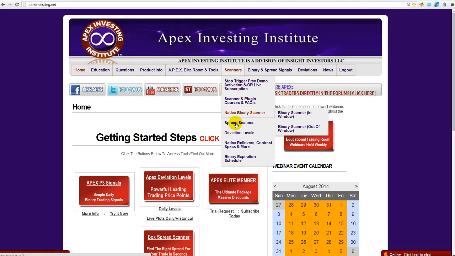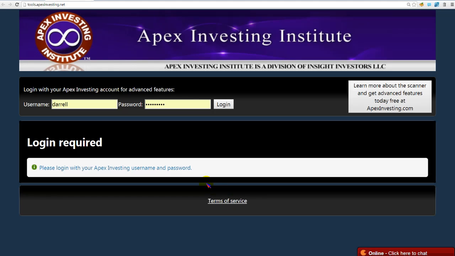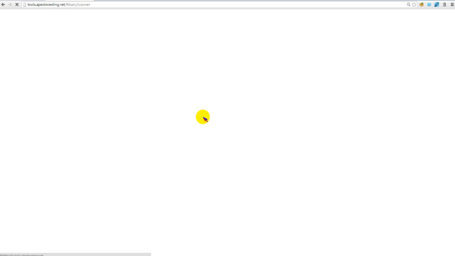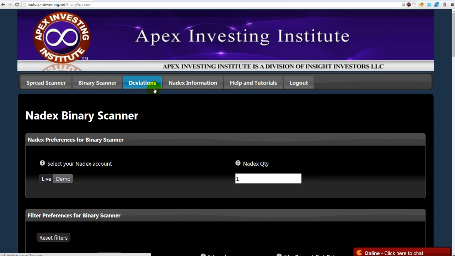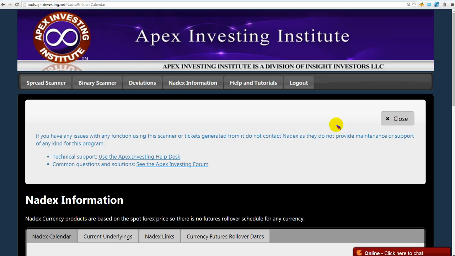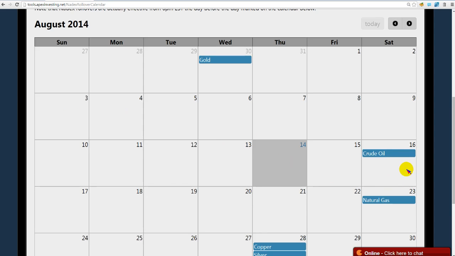Okay, over here on the scanner, we got the rollover contract specs. And right here, the Nadex information on the scanner, okay, or you can go directly to the link, whatever. You'll see that we have crude oil rolling over Saturday, which is technically Friday after the close. So what do you need to do as a trader to be able to correctly have everything updated for you?